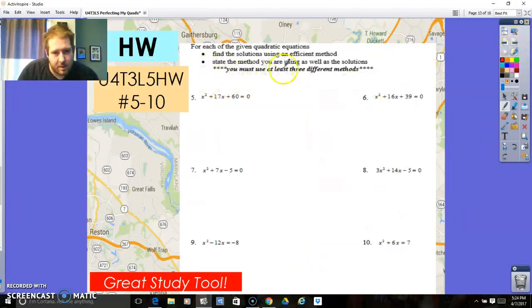All right, getting to the homework. So using any method, we're going to use any method to solve these 1, 2, 3, 4, 5, 6 questions. I'm noticing I only have 2 minutes to do this. I'm going to do this pretty fast.